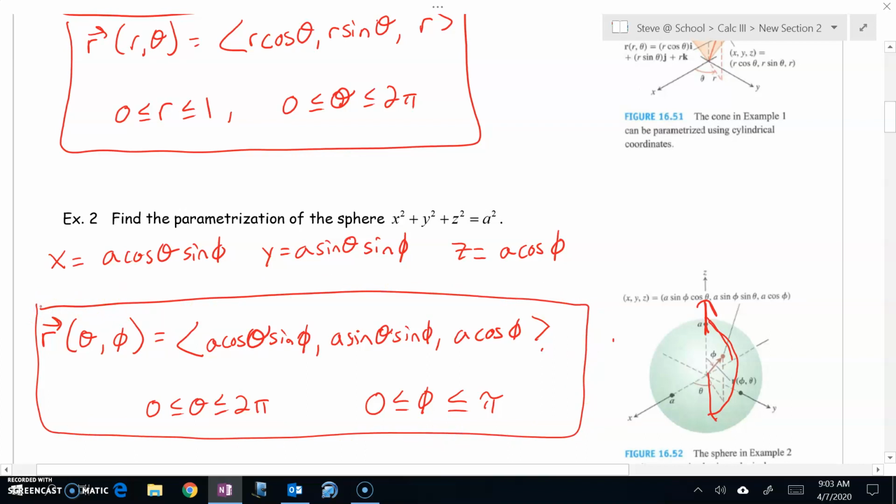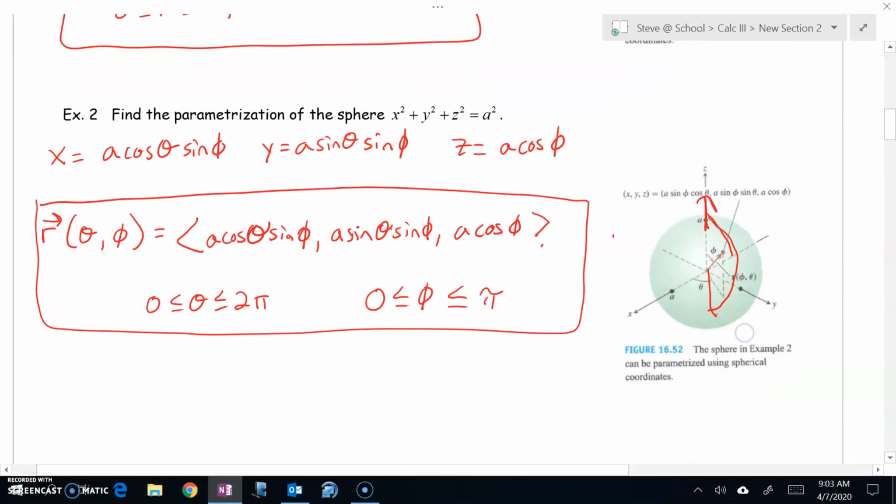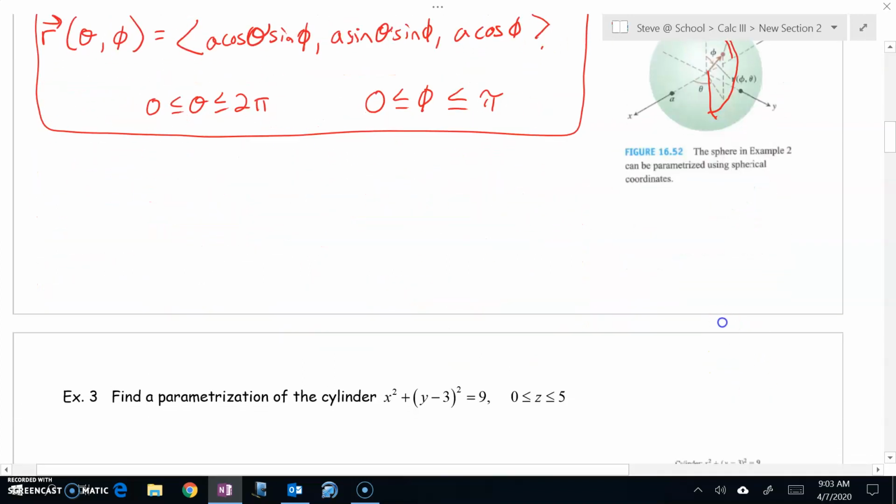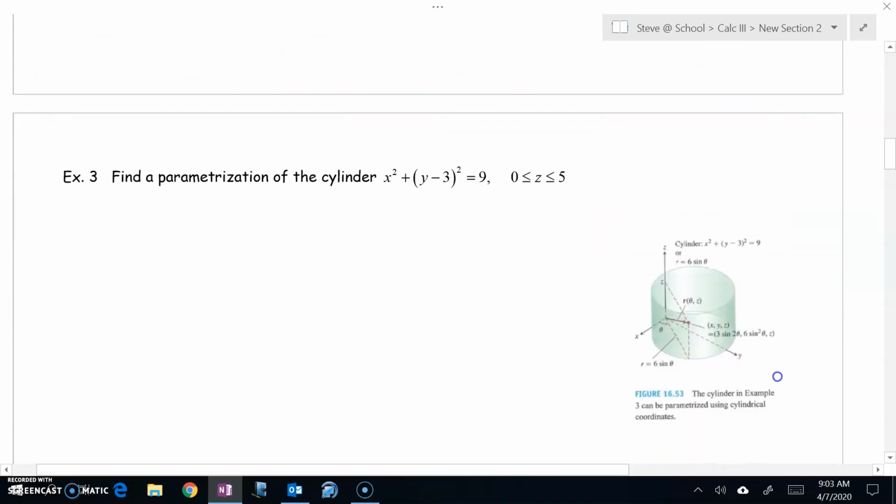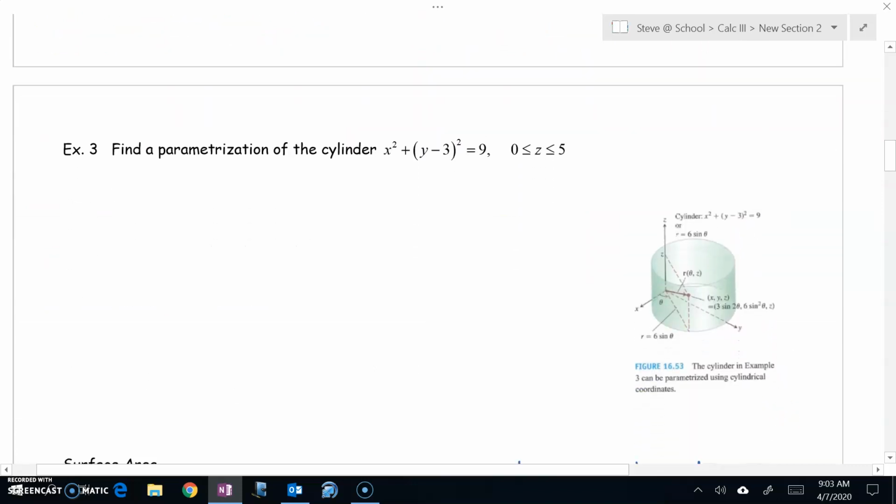Okay? Alright, let's do one more parameterization and then we'll call it a day. Pause the screen if you need to go back and look at these. This one we're going to do a little more work. Find a parameterization of the cylinder.